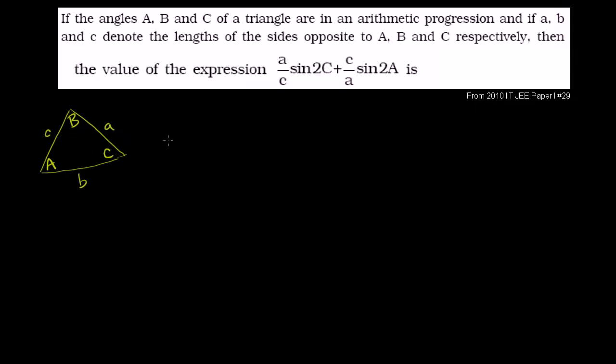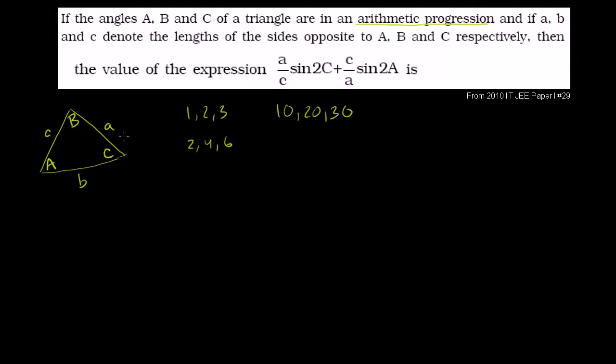Now, the first piece of information they tell us is that the angles capital A, capital B, and capital C of the triangle are in an arithmetic progression. Very fancy word, but an arithmetic progression is just a series of numbers that are separated by the same amount. So 1, 2, 3, that's an arithmetic progression. 2, 4, 6, we're separated by 2 every time. 10, 20, 30. These are all arithmetic progressions.